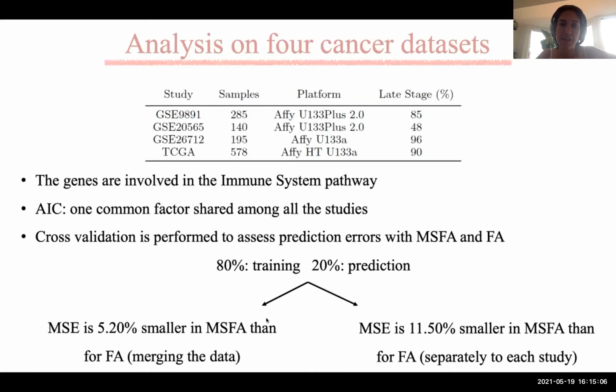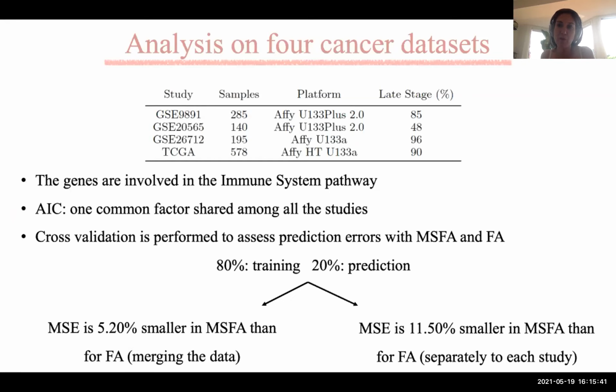So I want to show you 2 different applications for this multi-study model. One application is coming from gene expression data. This is the curated ovarian cancer data. And here what we have is 4 different studies with, of course, different sample sizes and with genes that are in common across all of these studies. So the genes considered here are involved in the immune system pathway. And the model chooses just one common factor shared among all the studies.